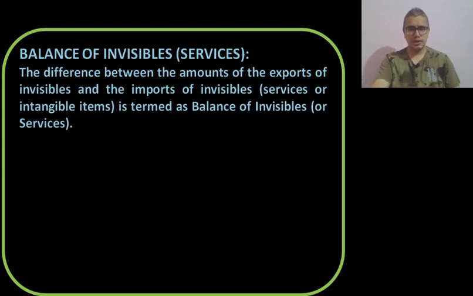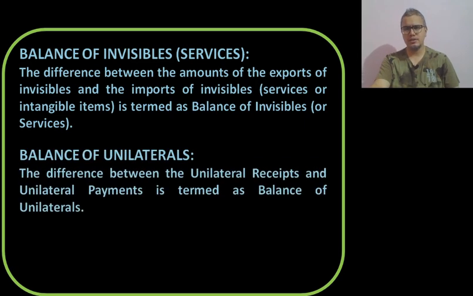In a similar way, we can also write the definition of balance of unilaterals. Since unilateral receipts are written on the credit side and unilateral payments are written on the debit side, we can easily define balance of unilaterals as the difference between unilateral receipts and payments. When we deduct unilateral payments from unilateral receipts, we get the balance of unilaterals. That is, unilateral receipts minus unilateral payments will give us balance of unilaterals.